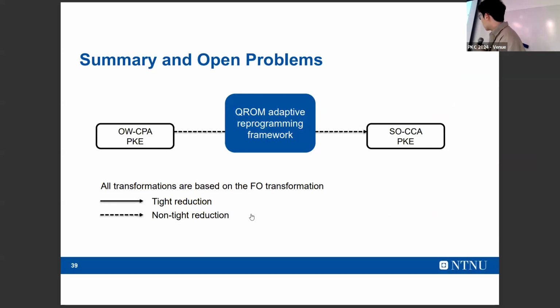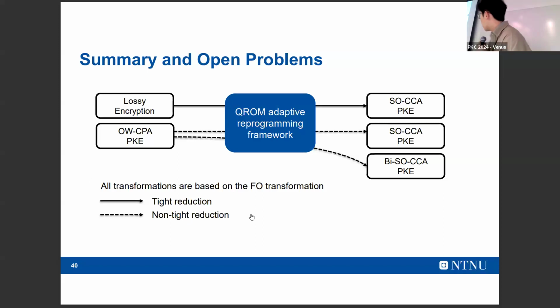So we propose a Q-ROM adaptive reprogramming framework, and we managed to show that one-way CPA PKE can be turned into an SO-CCA PKE by the FO transformation. We also have some other results, like if we start with lossy encryption, then we can get a high SO-CCA PKE. But I'm not going to explain the details here.